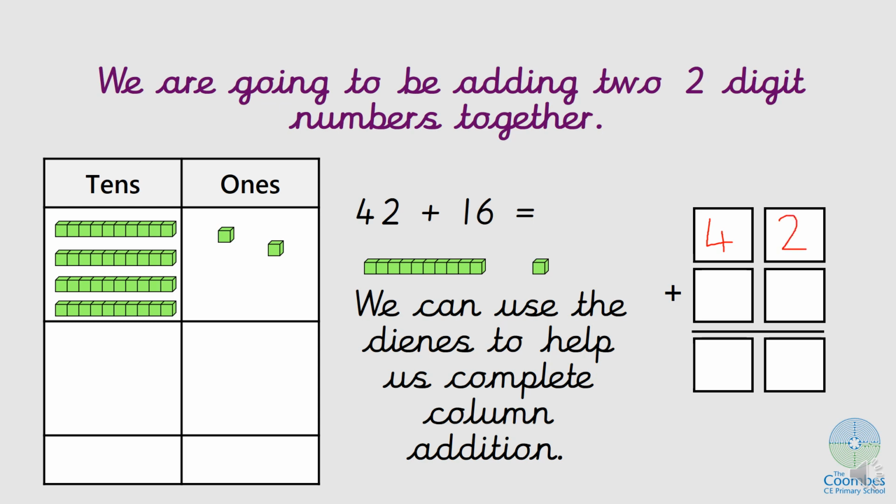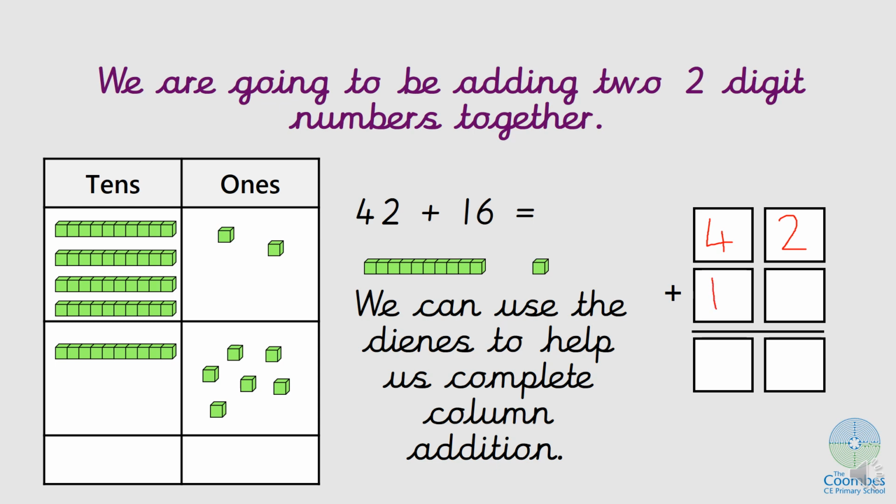Now we're going to be adding our 16. So in 16, how many tens in 16? Just the 1 ten. So let's put our stick of 10 in. And how many ones in 16? There are 6. 1, 2, 3, 4, 5, 6. Fantastic. Now let's just check we've got 16: 10, 11, 12, 13, 14, 15, 16. Brilliant. Let's pop that into our column addition as well.